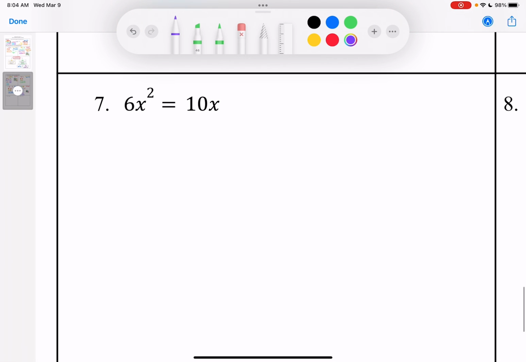Number 7, 6x squared equals 10x. This is a much shorter one. Interesting. But again, the same question still there. Is there a plain x term? And the answer is yes, there is a plain x term. So I have to do factoring on this one. Remember, I can't take the square root of x. I can't divide by x, or I lose answers. So I have to do factoring.